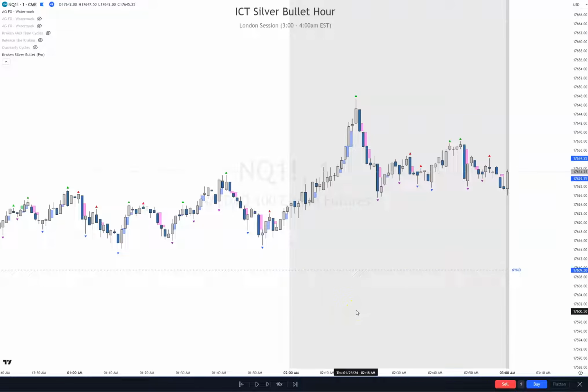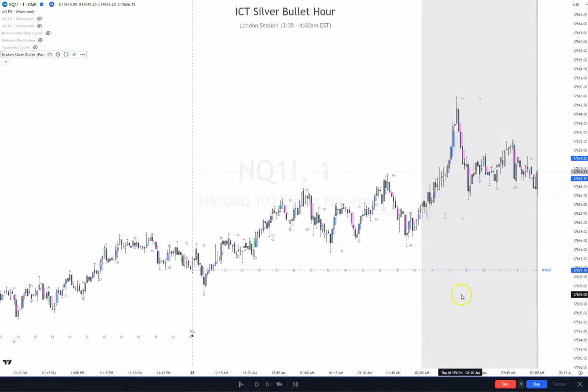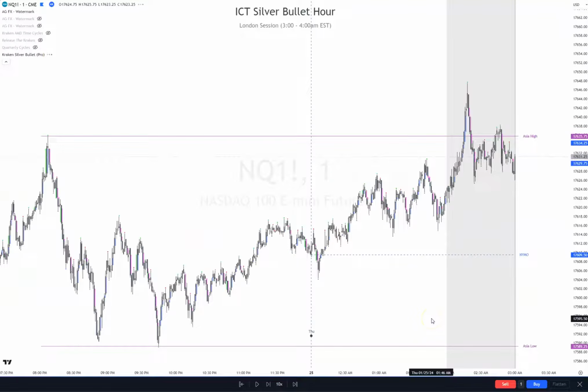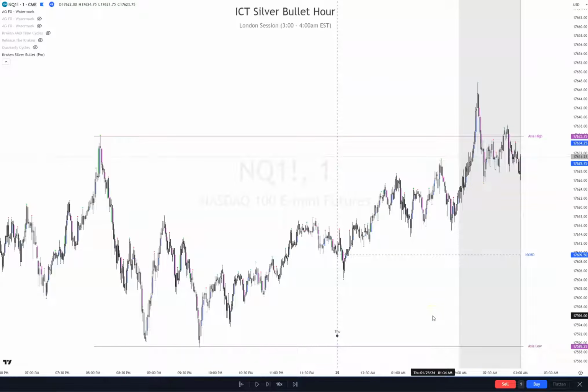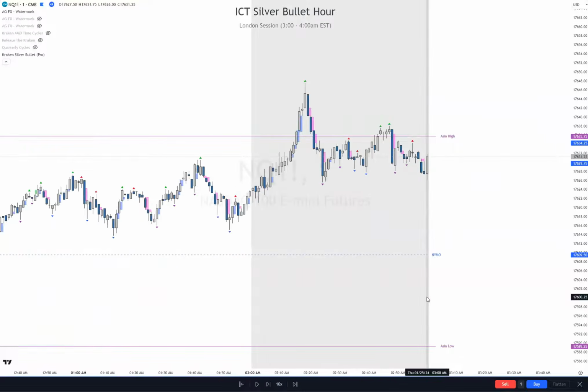Today I want to go over the London Silver Bullet for Thursday, January 25th. The first thing we're going to do is turn on the Kraken Silver Bullet Pro and turn on Asia session, see where we're at here. Let's zoom out. Okay, so we just took the Asia high up here, so now we're looking to go short. And let's see what happens here.